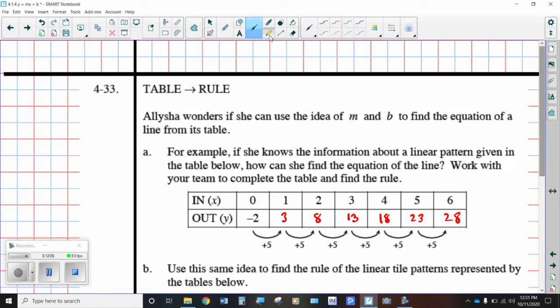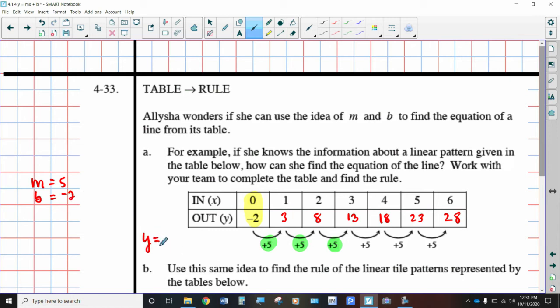So what is the starting point and what is the growth rate? In this particular situation, we've got m, which is equal to 5, that's the growth rate, and b, which is equal to -2. So our rule for this situation has to be y is equal to our growth rate times x, and you can say plus a -2 or just say -2. That would be the rule for this particular table.